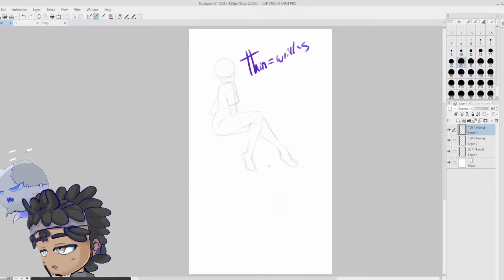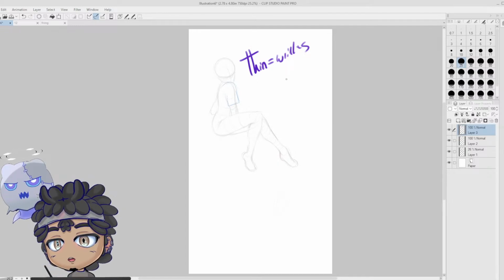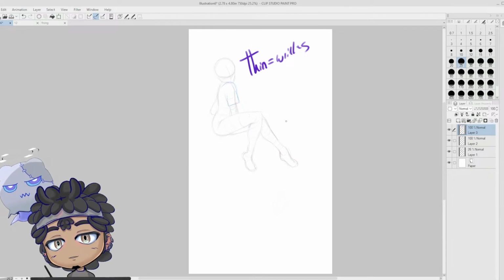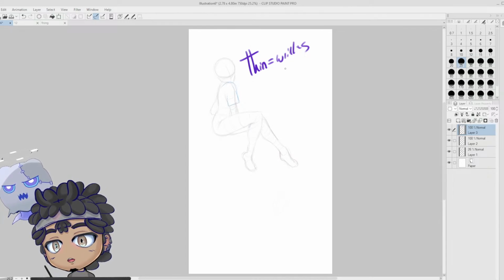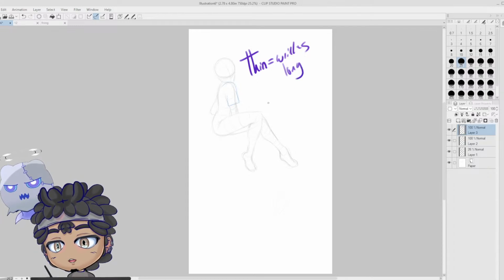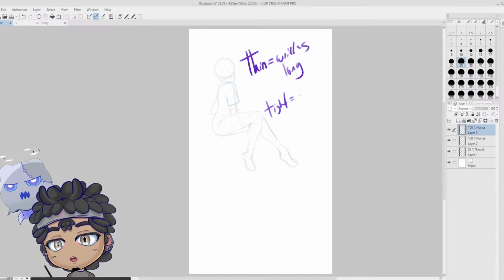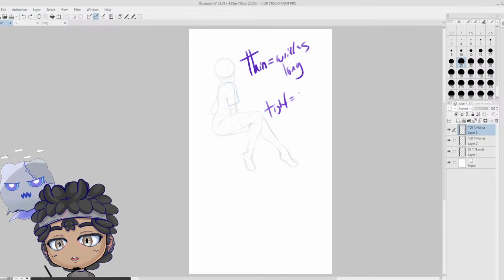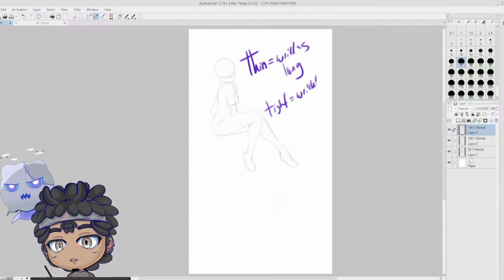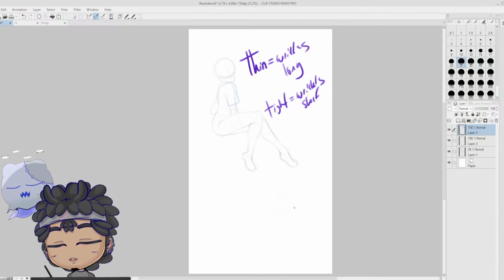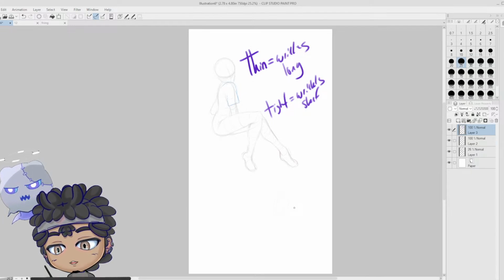Thin and tight. Wrinkles means long wrinkles, probably, depending on the joints, but it's going to wrinkle and it's going to be long in wrinkles. But if it's tight, it's going to have short wrinkles, but short.